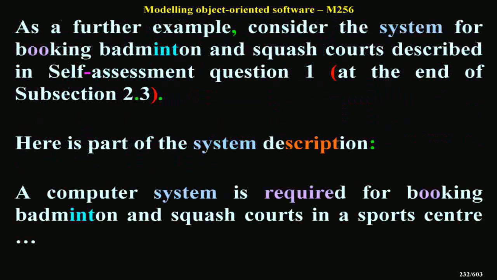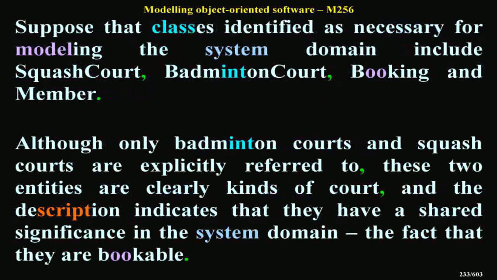As a further example, consider the system for booking badminton and squash courts described in self-assessment question 1 at the end of subsection 2.3. Here is part of the system description. A computer system is required for booking badminton and squash courts in a sports center. Suppose that classes identified as necessary for modeling the system domain include squash court, badminton court, booking and member.